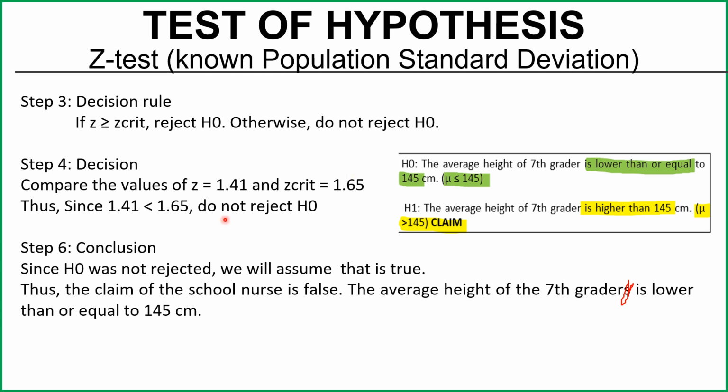And lastly, for our conclusion, if your decision is do not reject the null, just rewrite the null hypothesis in words as the conclusion. If you reject the null, then what you write in the conclusion is the alternative hypothesis.